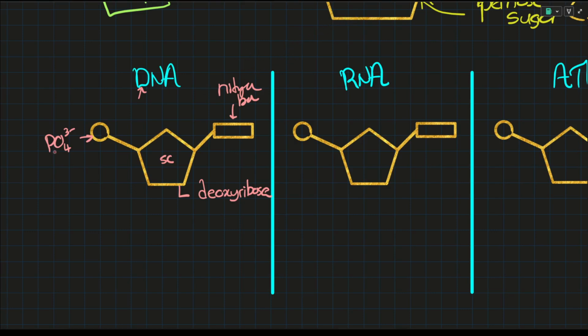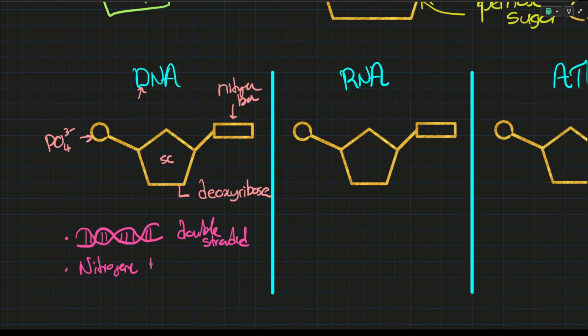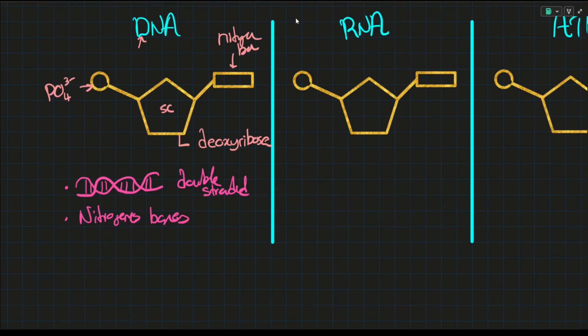And another very common feature of DNA is this. What's this? DNA is a double-stranded molecule. And what about the nitrogenous bases? Here's the thing. DNA has 4 specific nitrogenous bases. Number 1, it can be A. Number 2, it can be G, C, or it can be T.